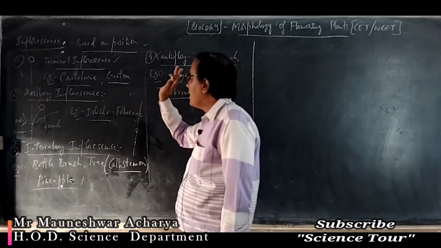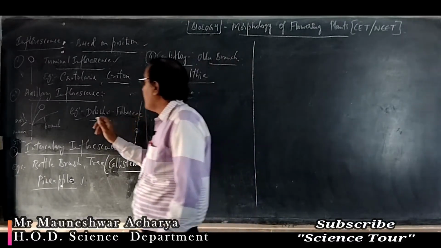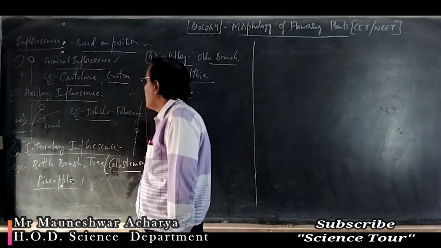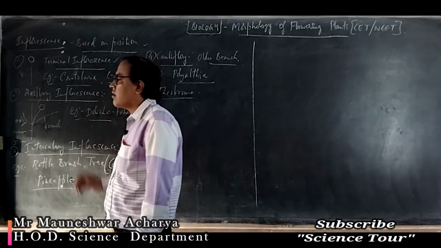Terminal, as the name indicates, is where the main axis terminates into an inflorescence. An example for this is Crotalaria.